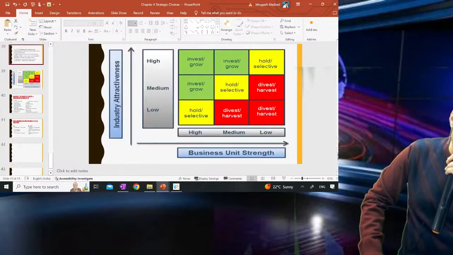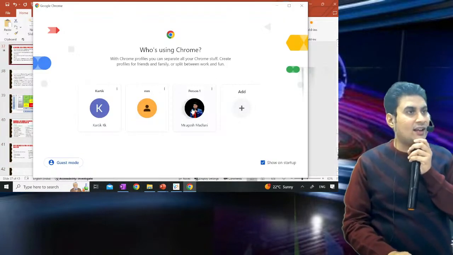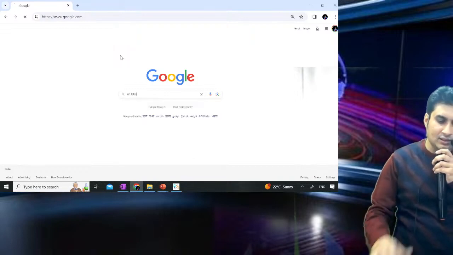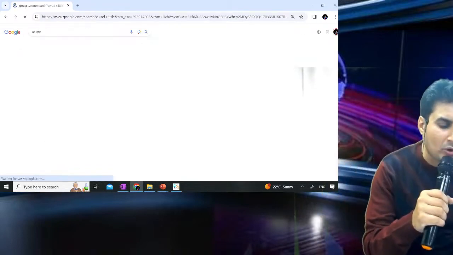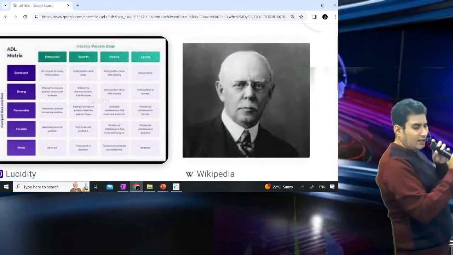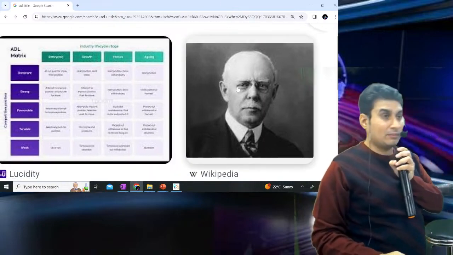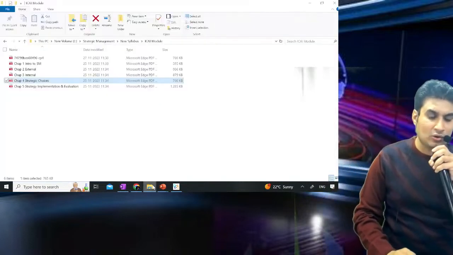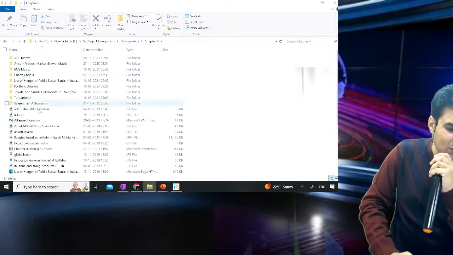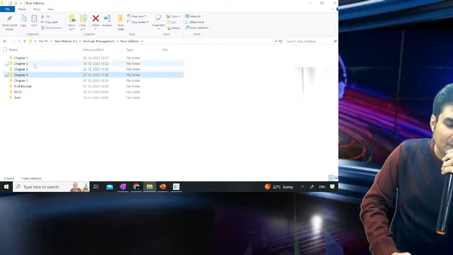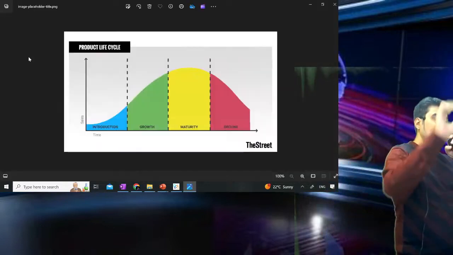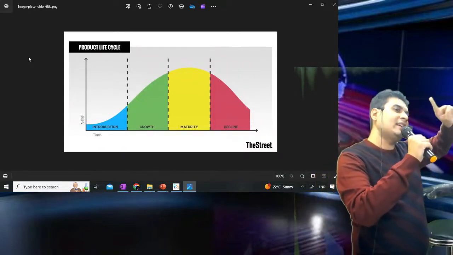Last, ADL matrix. Arthur D. Little. Same concept. Divide your product or SBU into how many parts according to A.D. Little? 5. This was 4, this was 9, and this is 5 parts here. But to understand A.D. Little, you have to understand one more concept, that is PLC, Product Life Cycle. It is not in this chapter, it is in chapter number 2, I think. So I will again teach it in chapter 2. But as of now, very briefly, I will teach for 5 minutes. Then we'll move on to this ADL and then end today.